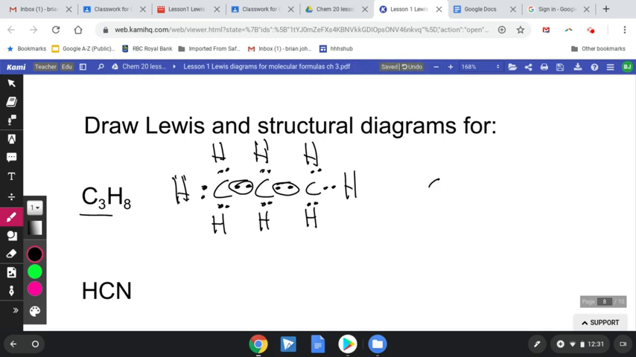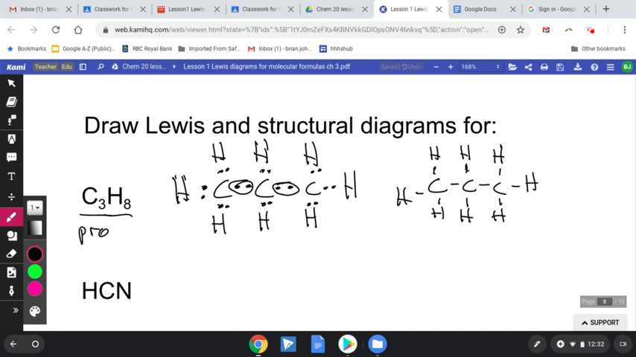And as a structural diagram, six, 7, 8. And hopefully you know the common name for C3H8, propane. And after doing all of this work on these diagrams, you might think of it more as propane.